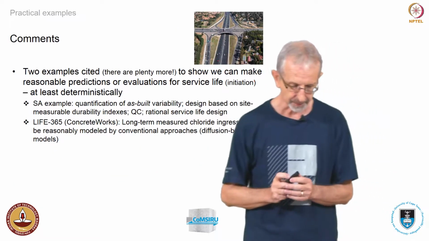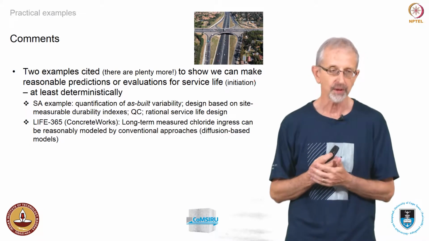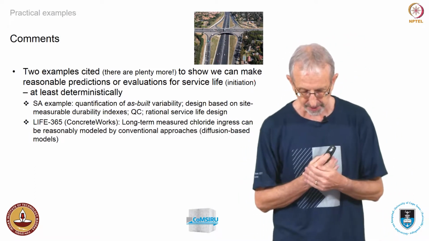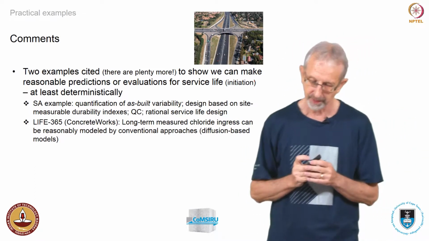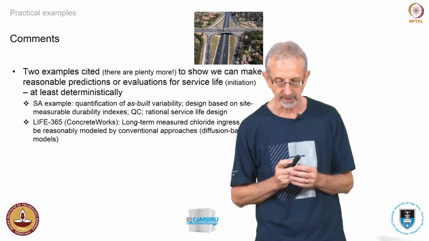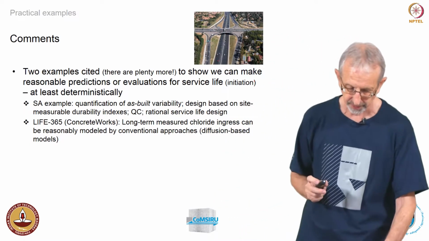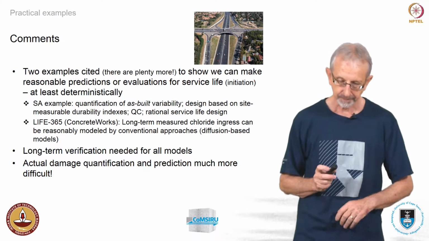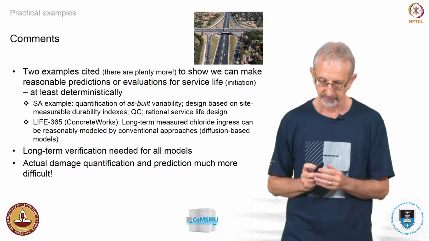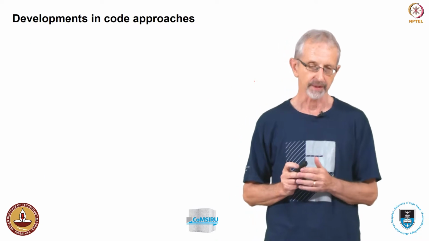So that was interesting. So what can we say from this? We've had 2 examples here which show that yes, we can make reasonable predictions for service life, at least deterministically. Probabilistically, that's still quite a challenge. We've used this in South Africa for as-built quality and variability, and in Life 365 you can do, to some degree, some kind of prediction for that. However, we need the long-term verification. Is this really working over the long period of time? That means we actually need to go out and study damage quantification and things like that.